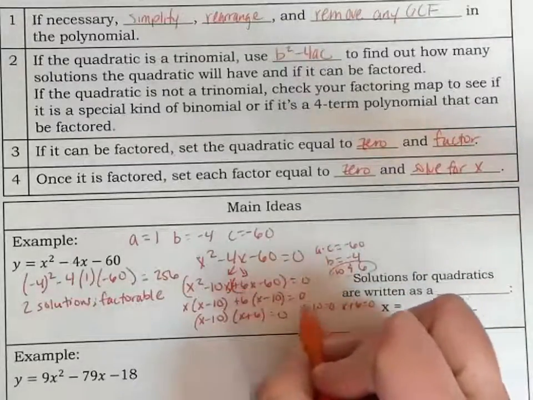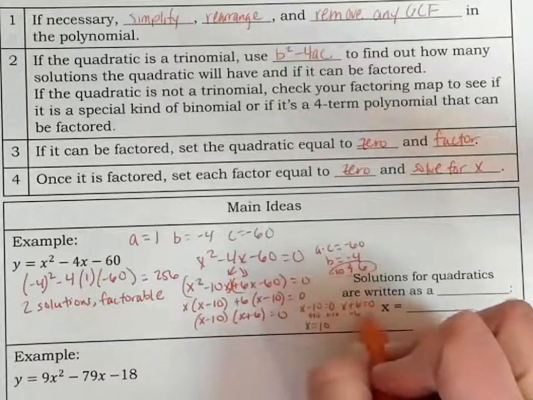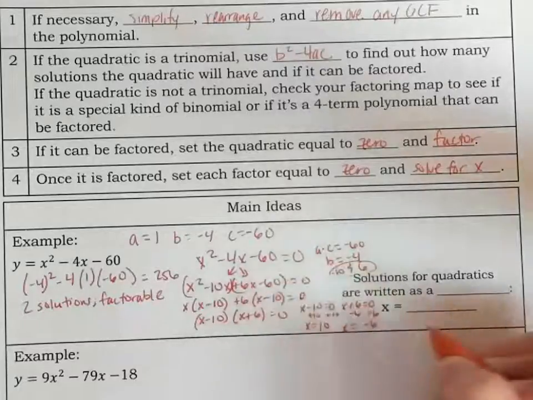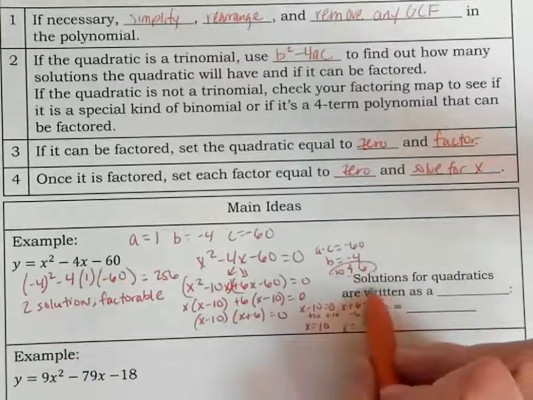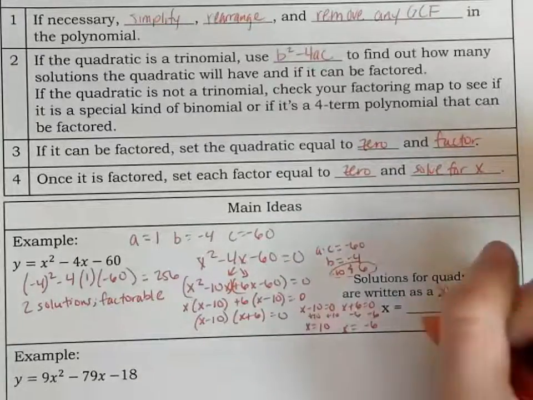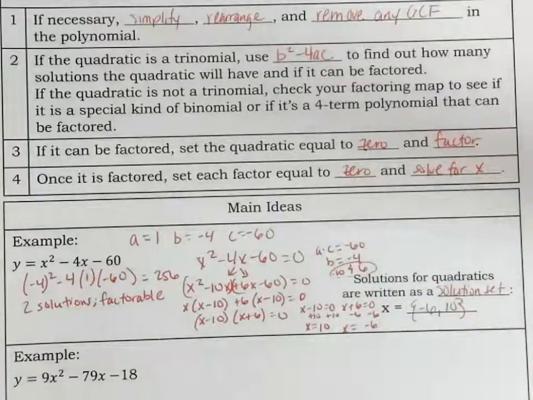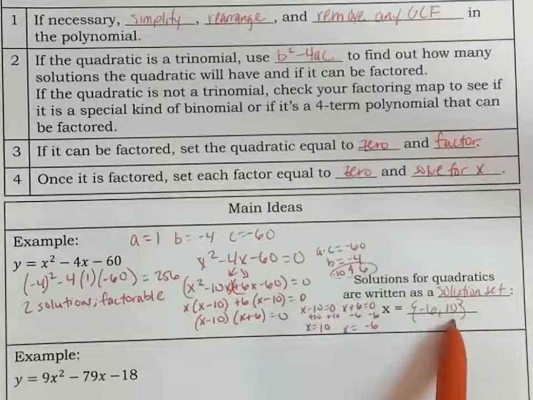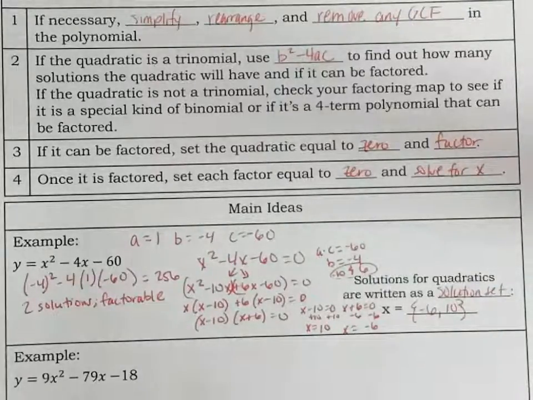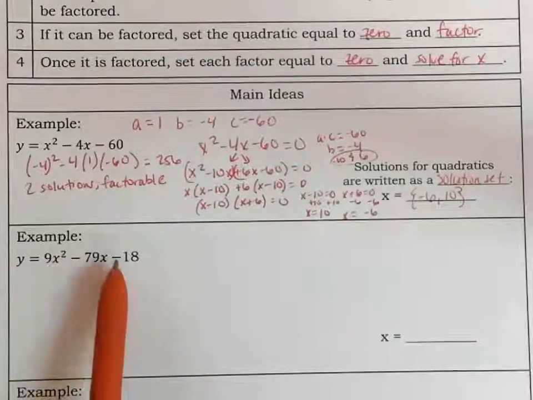So I'm going to go ahead and solve for x. I'm going to add 10, and I get x is 10, and I'm going to subtract 6, and I get x is negative 6. And now my solution is going to be written as a solution set. X is equal to negative 6 and 10. Make sure I write those in least to greatest order. So the parabola is going to cross the x-axis at the points negative 6 and 10 on the x-axis. All right, so another example here is 9x squared minus 79x minus 18.